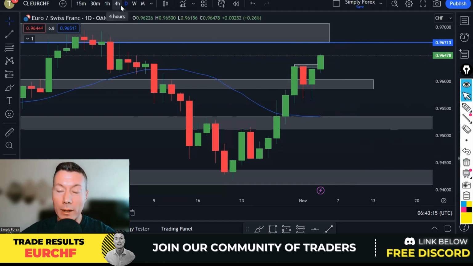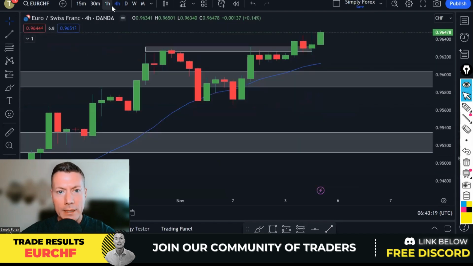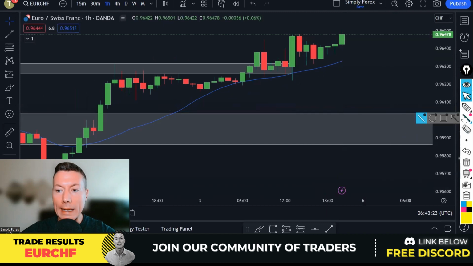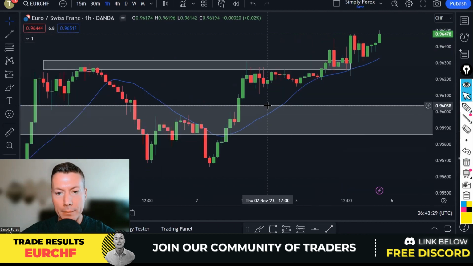This one I didn't get into. I was already in pound US dollar, but this one, let's look at the H1 actually. So we get a break. Once I got this H1 break, let me talk you through the trade a bit clearer.